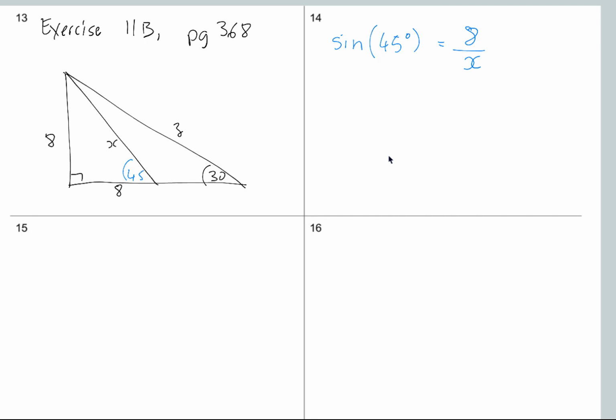Now, the sine of 45 degrees, I already know what that is because I memorized it from before. It's root 2 on 2. So I put root 2 on 2 instead of sine of 45, and I've got 8 on x.